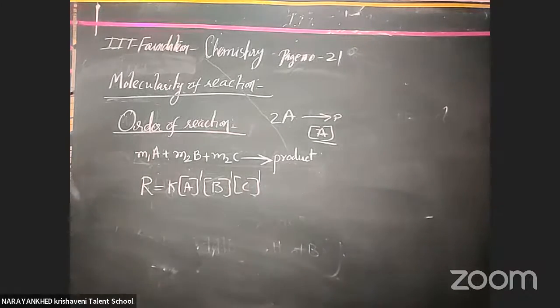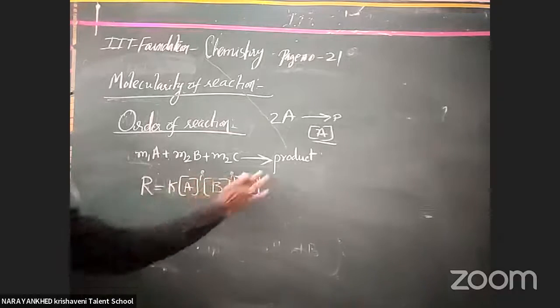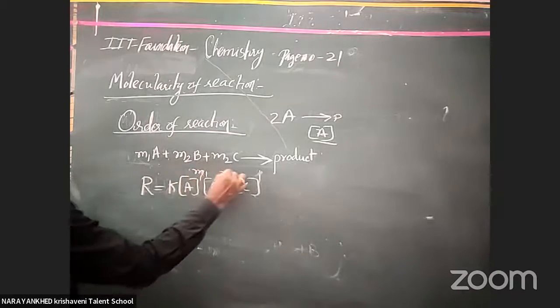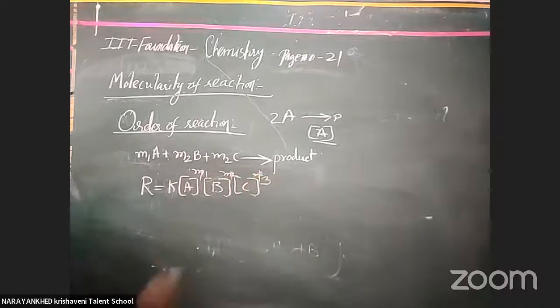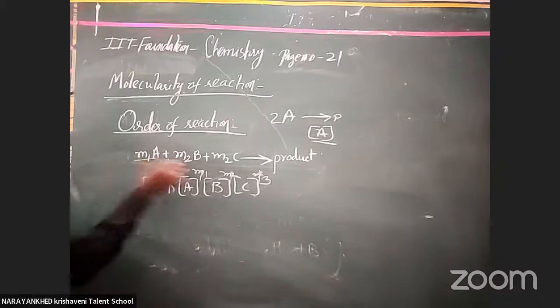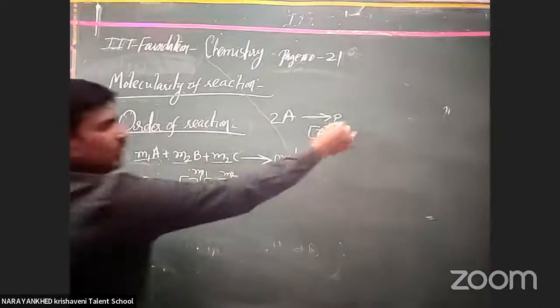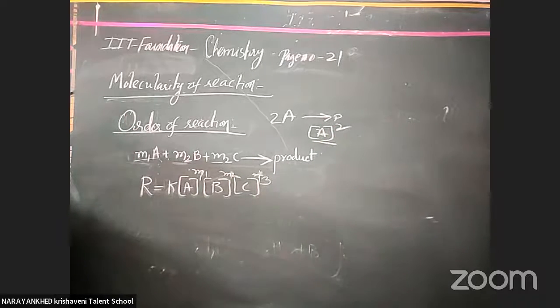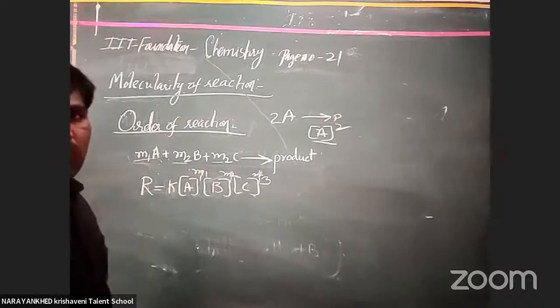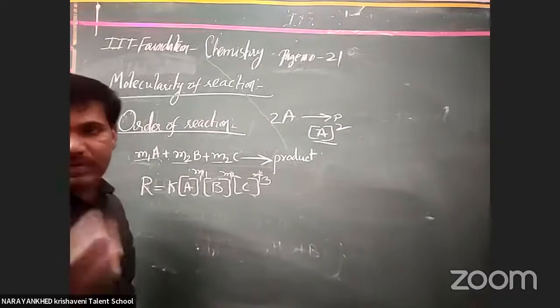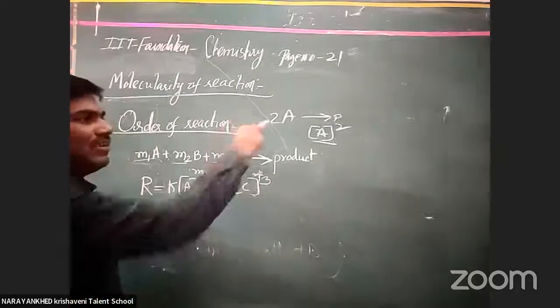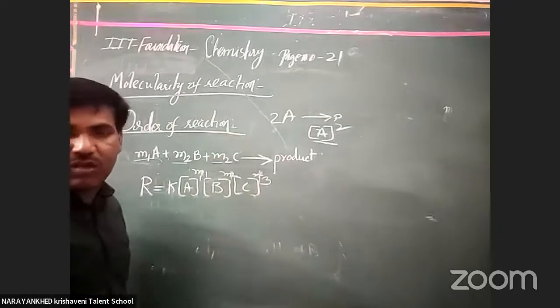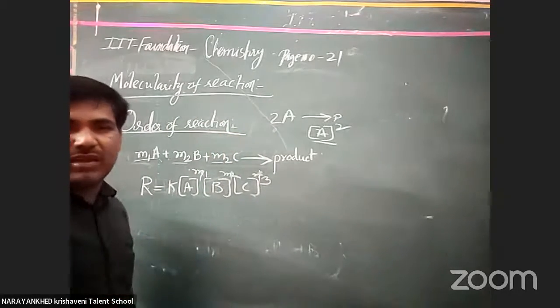Now check it here. These are taken from the given m1, m2, and m3. The order depends on these numbers, whatever they give, like A to the power of 2. In the last classes, we have already discussed this. That is not molecularity. The order does not depend on molecularity. Indirectly it depends on molecularity also, but every time it is not molecularity dependent.